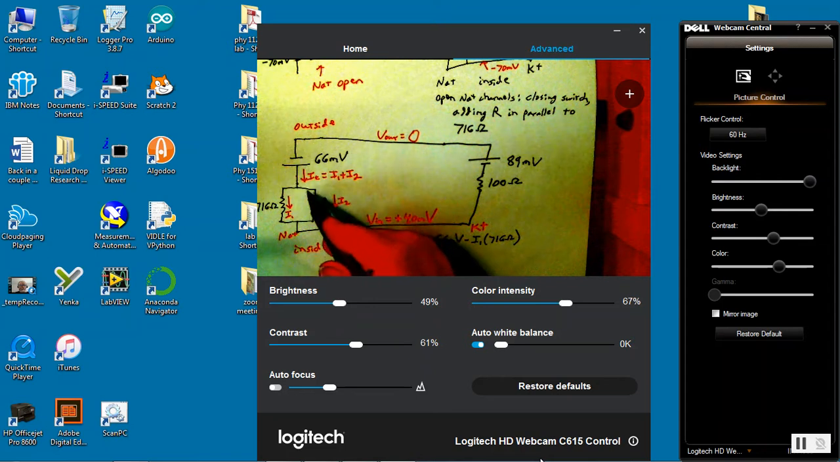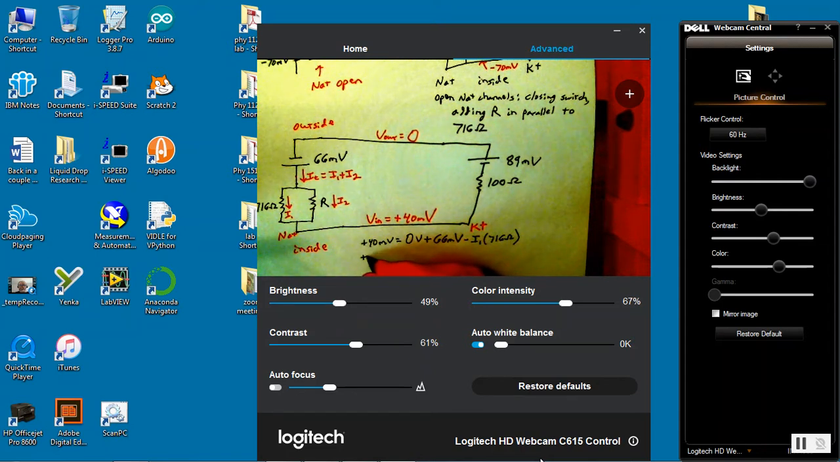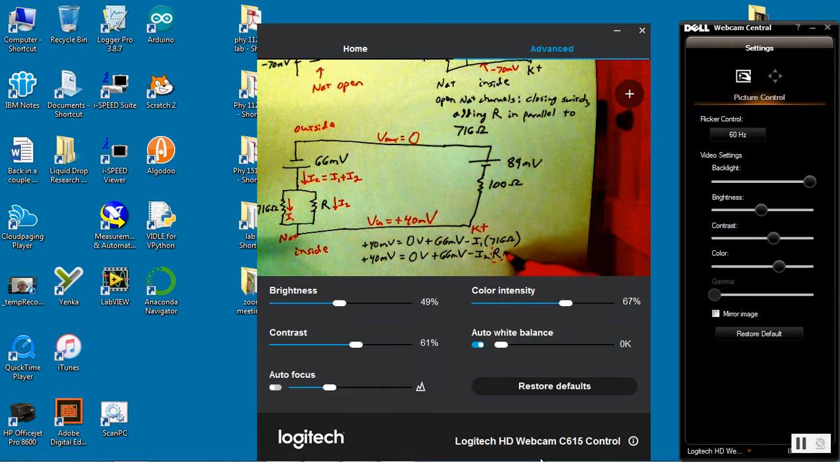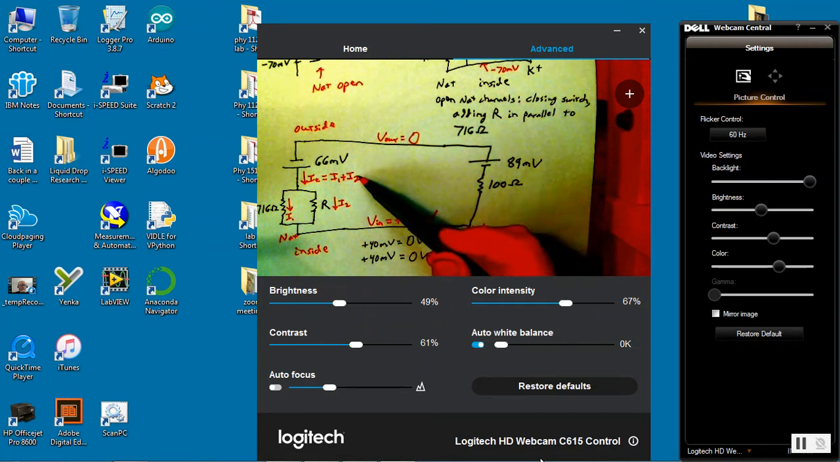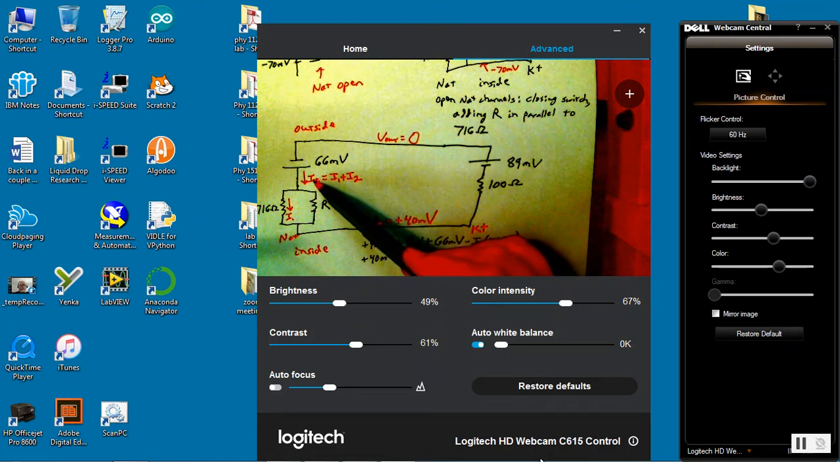And by the same token, we can follow this path. We get the same result. We end up at 40 millivolts. We started at 0. We go up 66. And we drop by an amount equal to the current through that rightmost resistor times its resistance. And that resistance is what we're trying to figure out. Well, there are some things we don't know yet. We don't know I2, the current through that resistor. We could figure it out if we knew I1 and the total current.